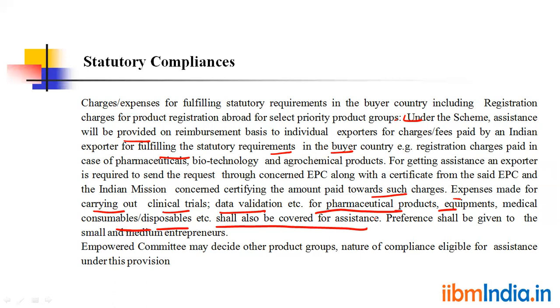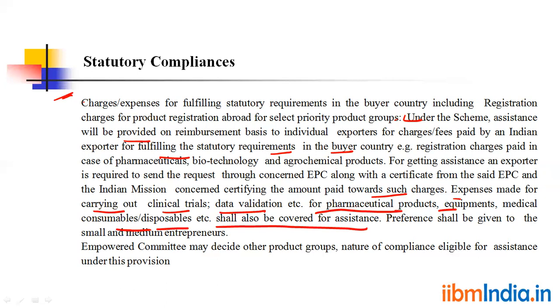So what are the statutory compliances? Again, I'm just telling you. Charges and expenses for fulfilling statutory requirements in the buyer's country, including registration charges for product registration abroad, for selecting the priority product group. Under this scheme, assistance will be provided on a reimbursement basis to an individual exporter for charges and fees paid for fulfilling the statutory requirement in the buyer country.